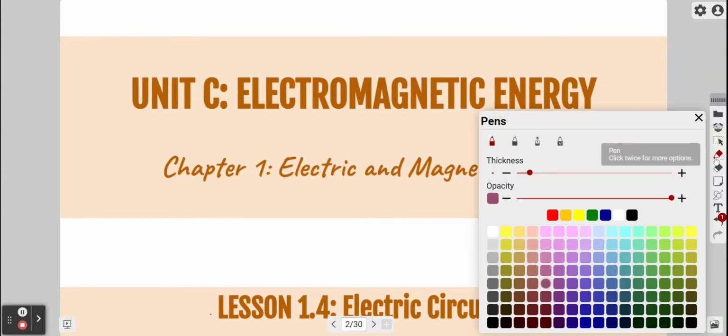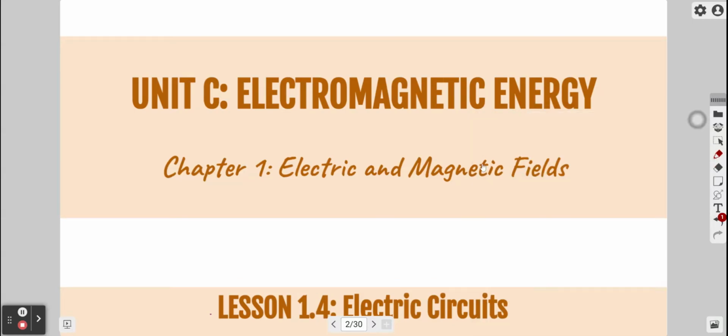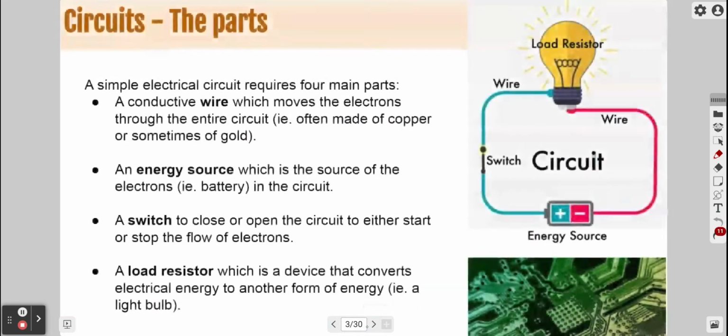All right, welcome back. We're going to dive right into the next lesson for our physics unit, and this is lesson 1.4, electric circuits. Before we get too far into circuits, we want to make sure that we know the different parts of circuits. You've probably done circuits at some point in your science career up until now, but let's make sure we're all on the same page.